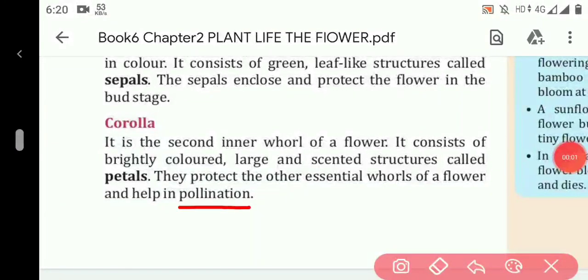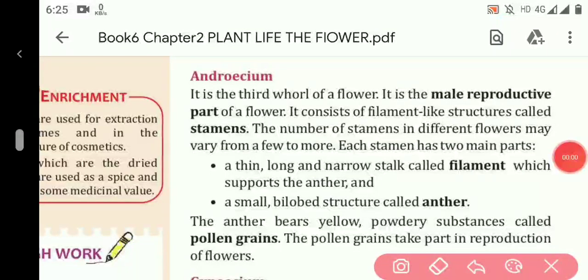Do you know what pollination is? Pollination is the transfer of pollen grains from the anther to the stigma, from the male reproductive part to the female reproductive part, for reproduction, which we will study further in this chapter. We have studied the two important parts of the flower. The first one was calyx and the second one was corolla.